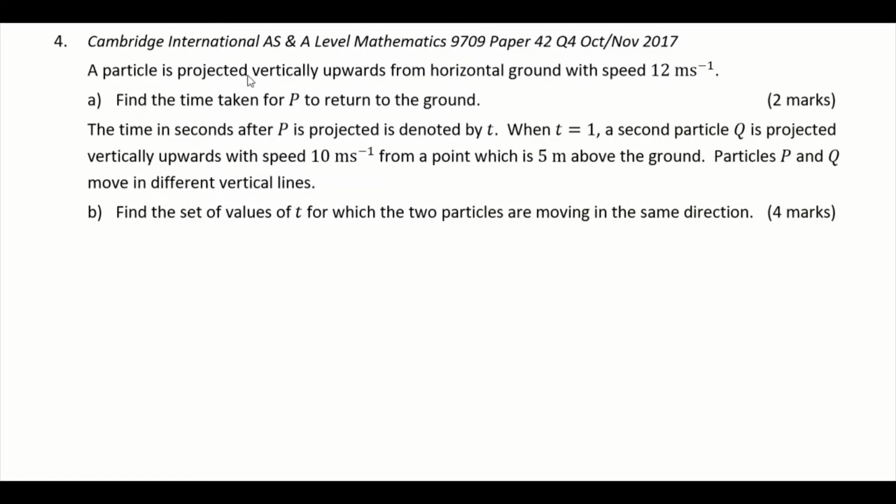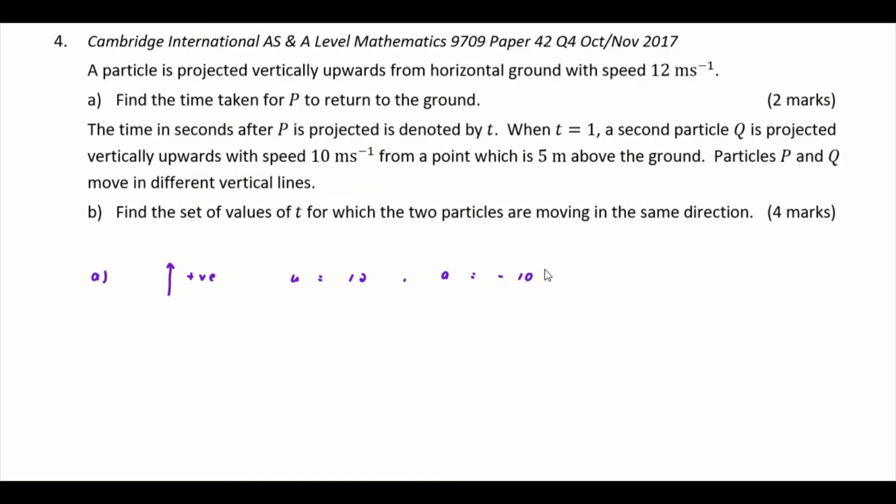So a particle is projected vertically upwards from a horizontal ground with a speed of 12 meters per second. So find the time taken for P to return to the ground. All right, so this particle is projected upwards, right, with a speed of 12. So which means that from here, then we can try to design that the positive direction will be going up. All right, so we have the speed, which is the initial velocity as 12 meters per second. Then after that, since we know that it's a vertical motion, so the A here is going to be negative 10 as well. Okay, because it's going upwards.